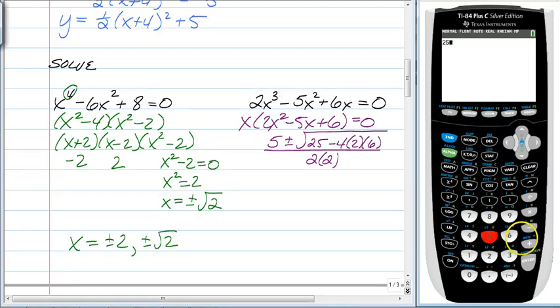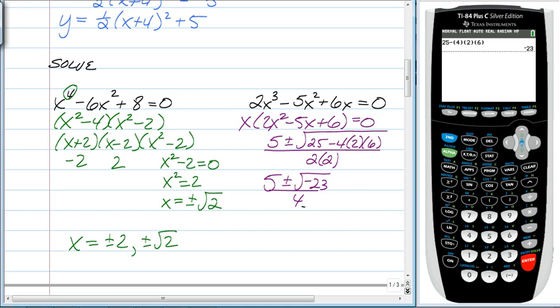So we need 25 minus 4 times 2 times 6. So that's going to give us negative 23 inside the radical, so we're going to have imaginary numbers. So we have 5 plus or minus the square root of a negative 23 all over 4.